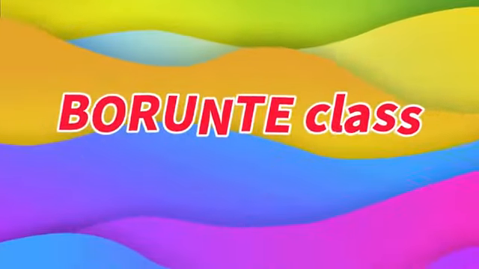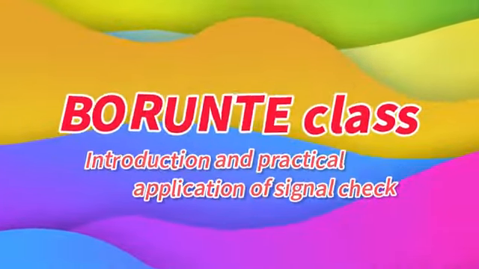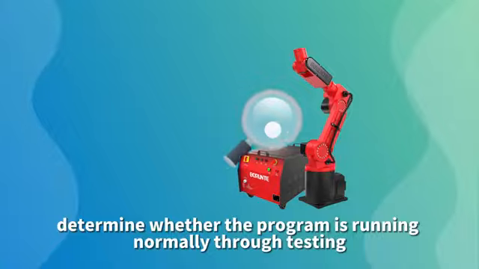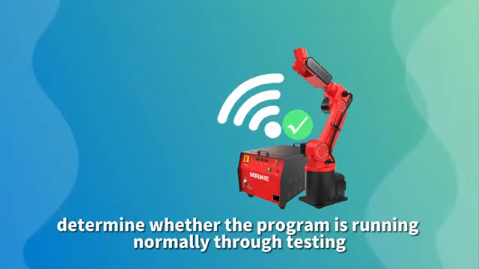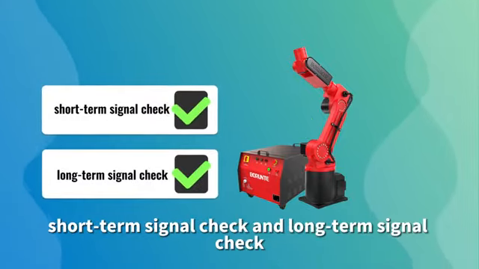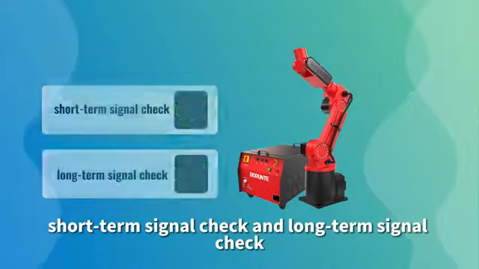Bolauter class: introduction and practical application of signal check. Signal check is to check and test the signals, determining whether the program is running normally through testing. Signal check can be divided into two types: short-term signal check and long-term signal check.